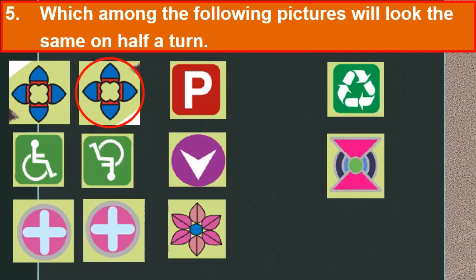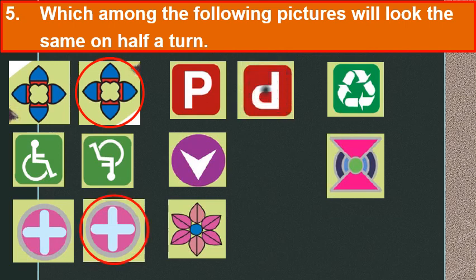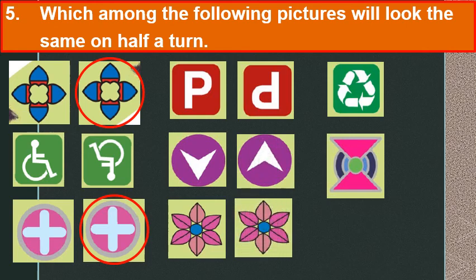The second shape after giving half a turn looks different, whereas the third shape after giving half a turn looks the same. So circle the third one. The fourth and fifth pictures also look different after giving half a turn. Now consider the sixth picture. Sixth picture looks the same after giving half a turn. So circle that.